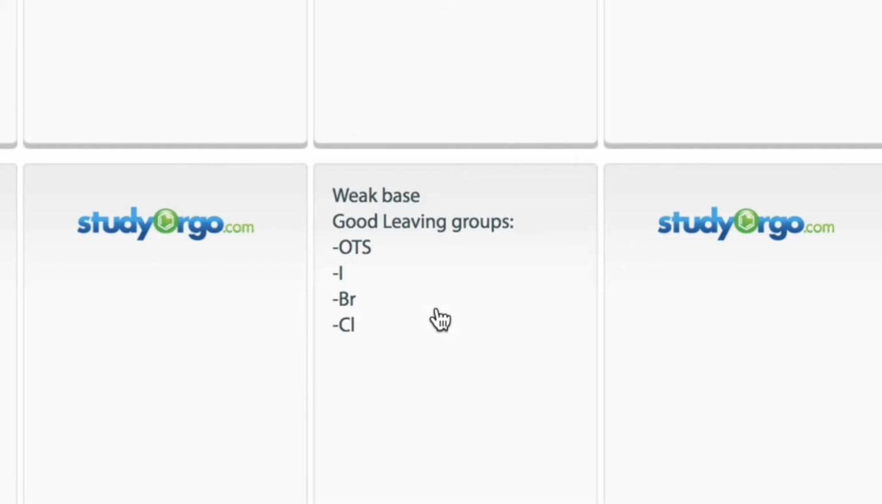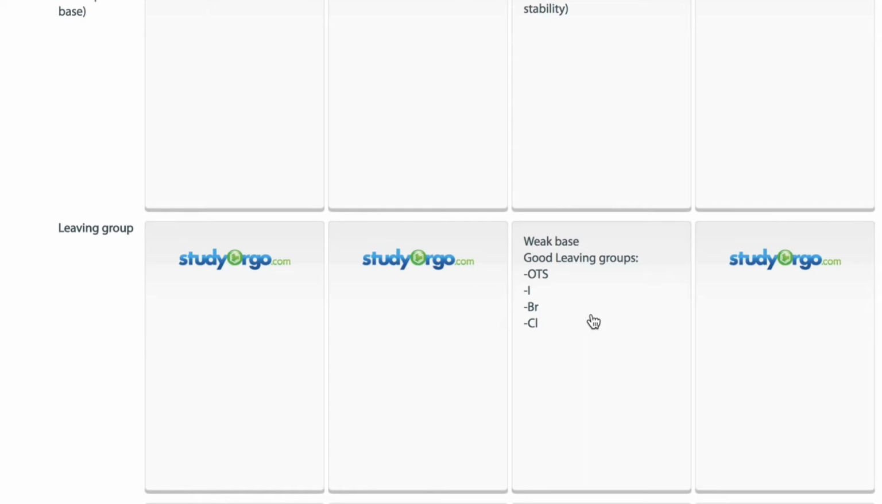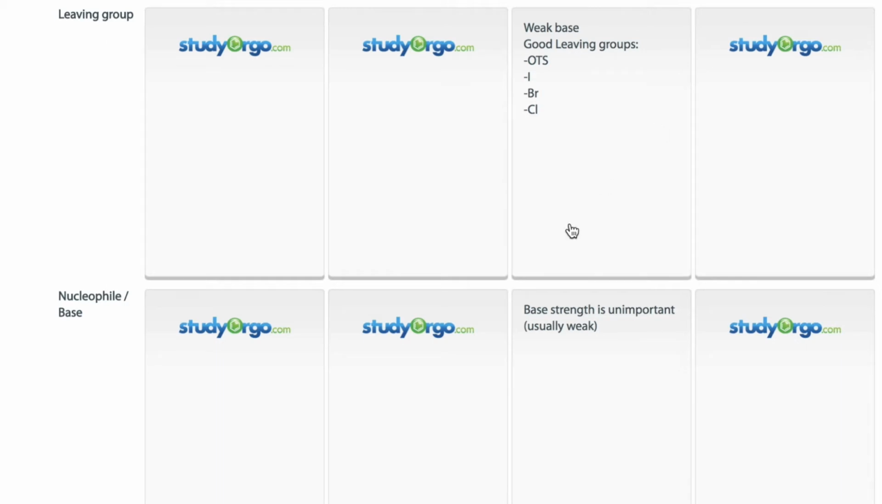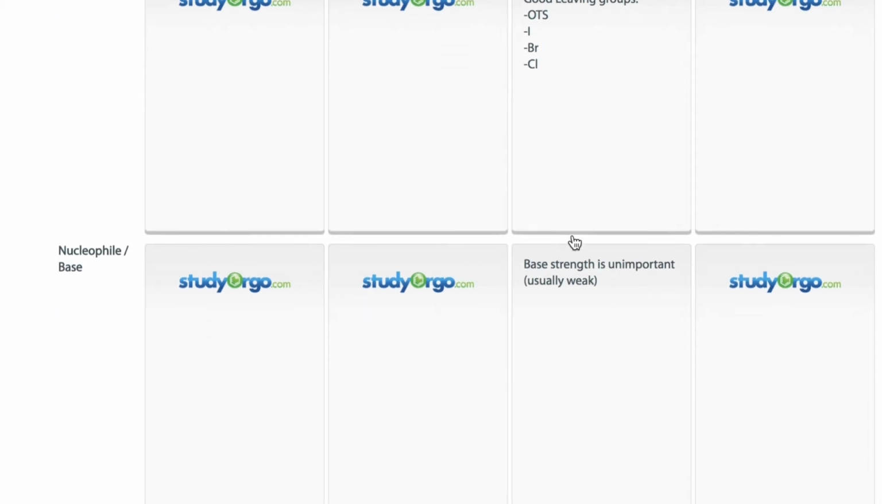Good leaving groups are always required for an E1 reaction. Tosyl groups, as well as halides, are always a good choice. The nucleophile for an E1 reaction is usually weak. If the reaction encounters a strong nucleophile, the E2 reaction mechanism will take over.